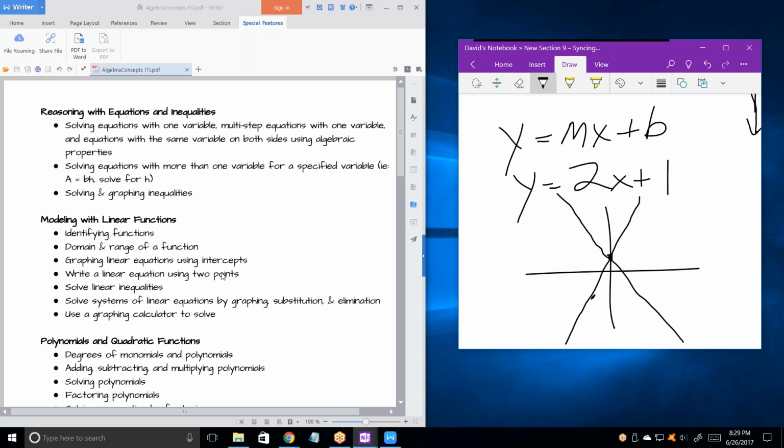We'll pick it up next time with this fourth part here: writing a linear equation using 2 points. That's actually pretty easy also, but we're at the end of the hour.